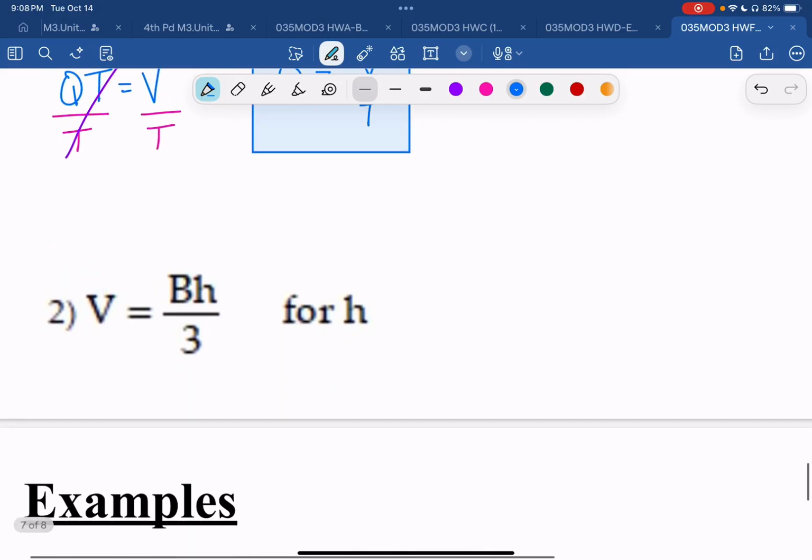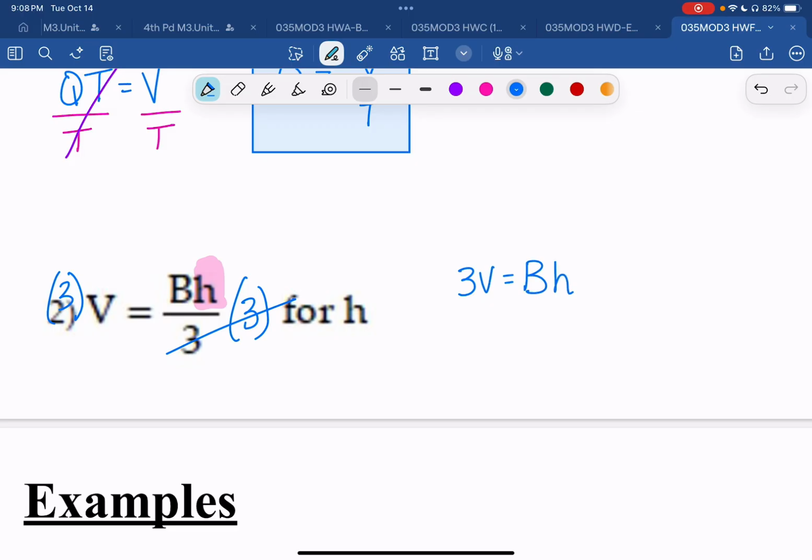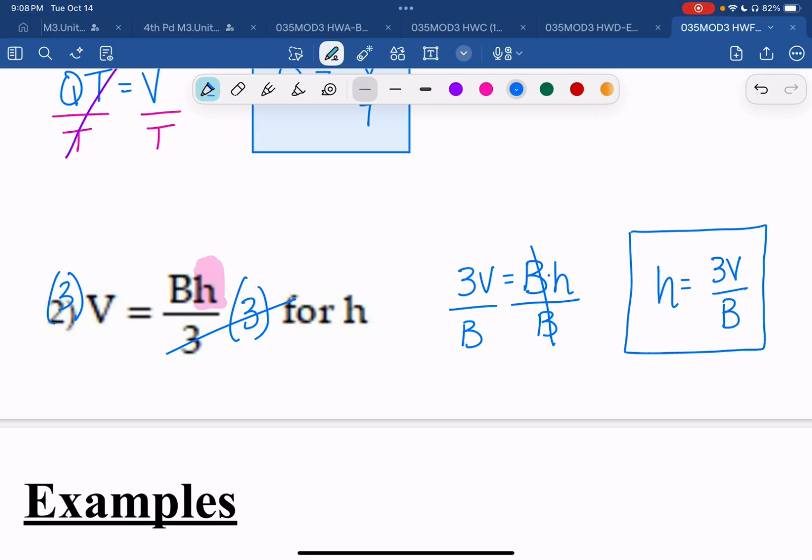Okay, here I'm solving for H. Means this is the one I want to get by itself. Okay, so again, I need to get rid of that 3. I need to get that over. So I'm going to multiply by 3. So I've got 3V equals BH. So these are being multiplied. So if I'm trying to get H by itself, I'm going to divide by B. They cancel. So H equals 3V over B.